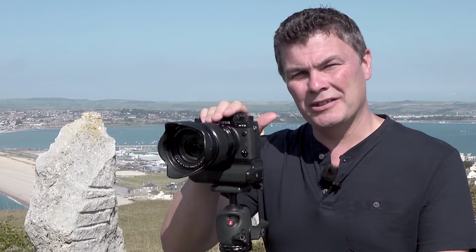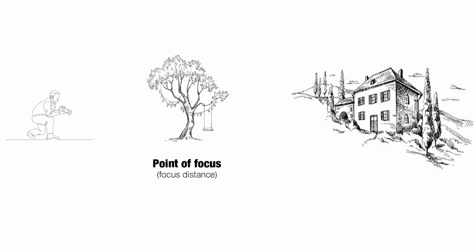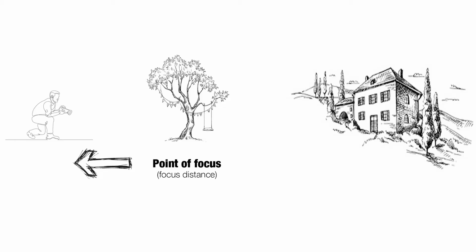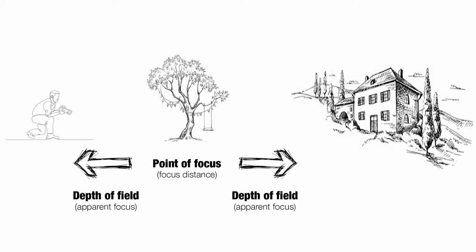With a camera like this, there is only one point of focus, that is the focus distance. Anything in front of or behind that point of focus is actually out of focus. However, because the human eye is unable to resolve detail beyond a certain point, there is an area in front of and behind the point of focus that appears to be sharp. And this is what we're referring to when we use the term depth of field.